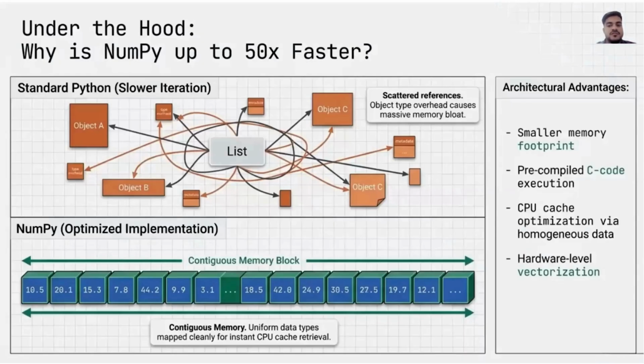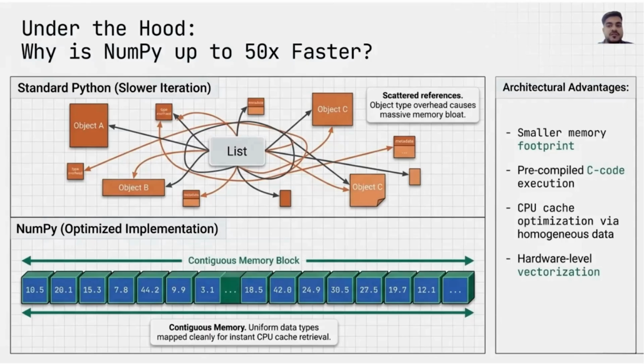Now moving towards the next slide. Under the hood, why is NumPy up to 50x faster? Everyone knows Python is used for data science, and we know it needs very fast processing. So we are using NumPy. So what is happening under the hood to make NumPy up to 50 times faster?